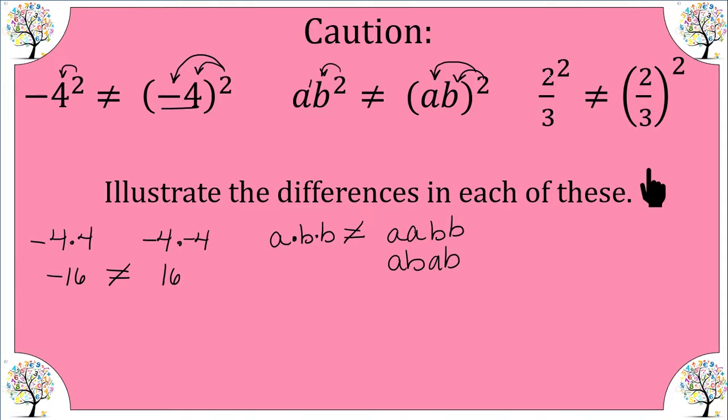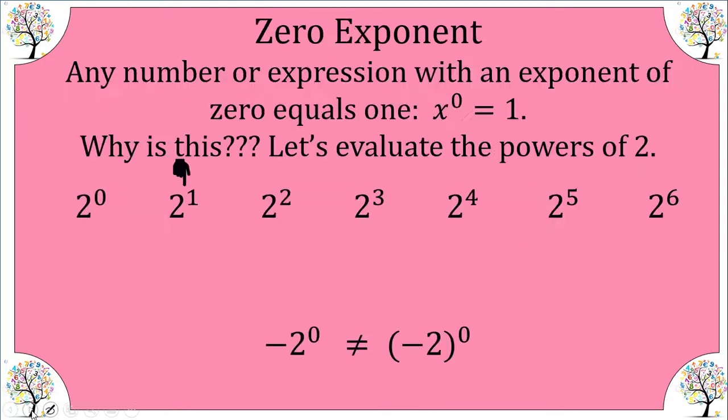Our last example, we have 2 squared over 3. On the right side, we have 2/3 squared. This 2 only goes to the factor of 2 and not 3. So we have 2 times 2 over 3, which is 4/3. And on the right side, the exponent is attached to both the 2 and the factor 3 because of the parentheses. So we have 2/3 times 2/3, which gives us 4/9. And these are not equivalent.